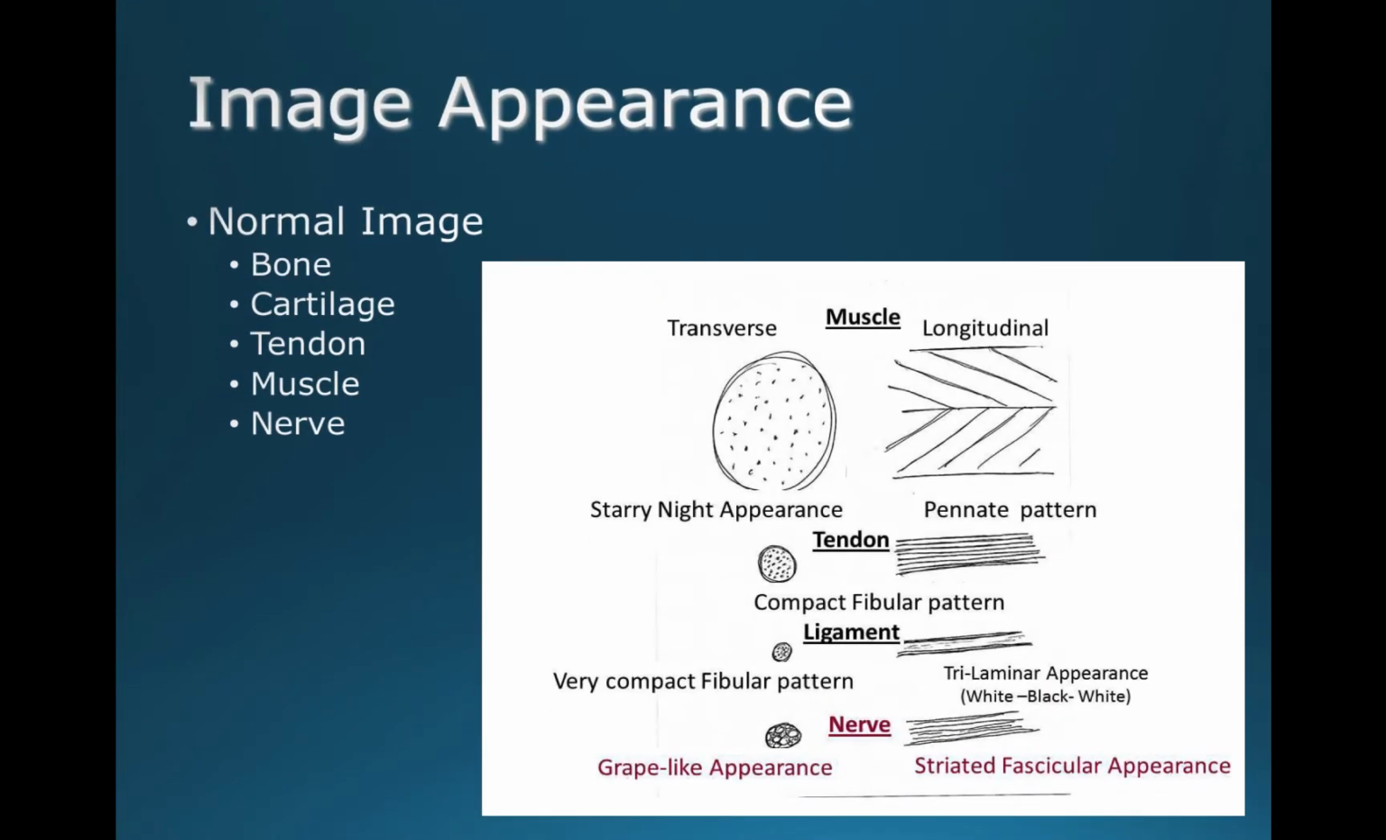Image appearance. So what do different structures look like? A muscle is going to have a pennate appearance like this because you have myofibrils. A starry night appearance is more with a tendon, and you have a much tighter pennate pattern, such as here. Ligament is a very compact, more fibular pattern. And nerve is kind of like a grape-like appearance, more of a striated fascicular appearance.